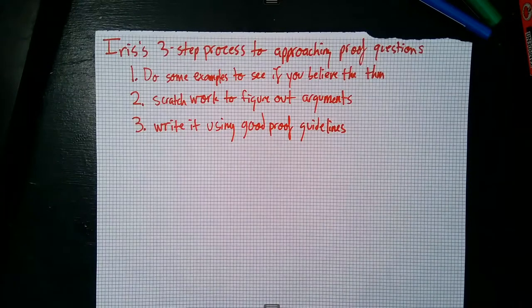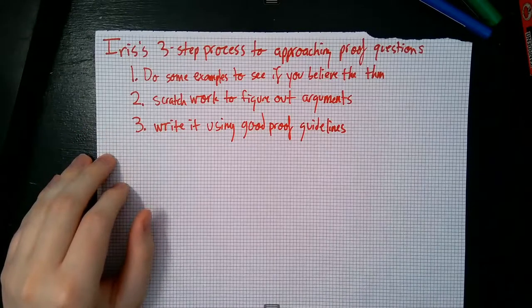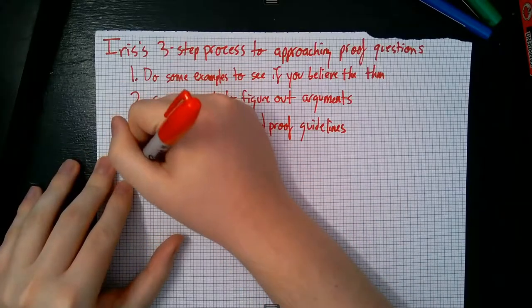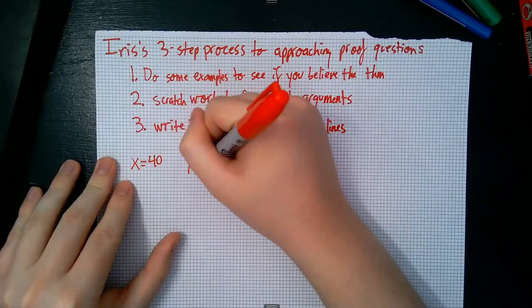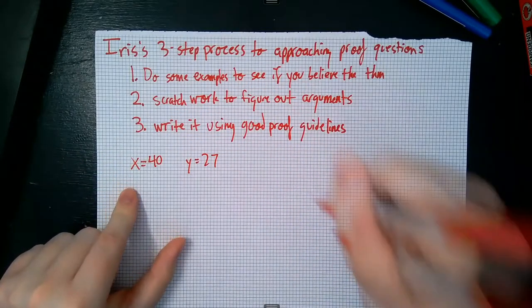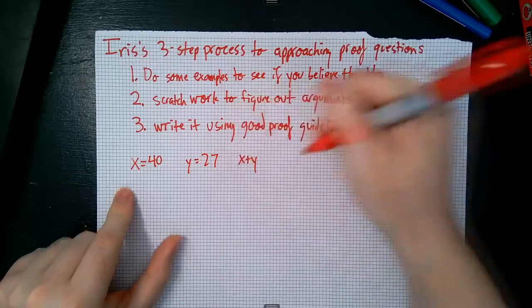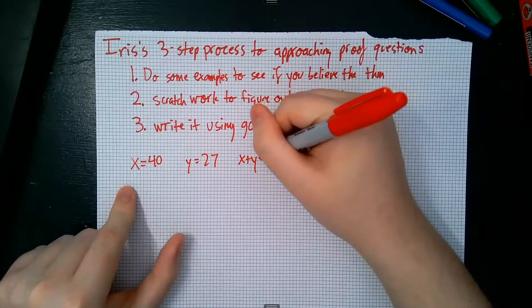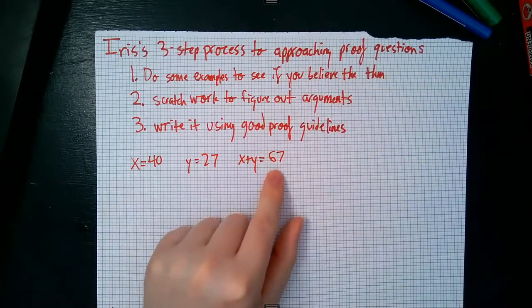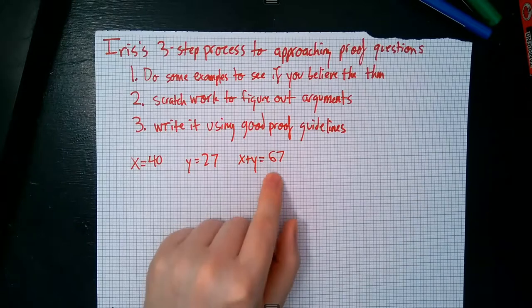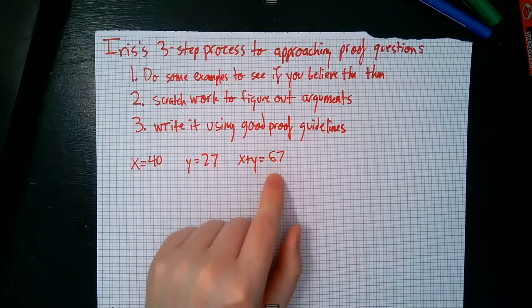Okay, so let's talk about our theorem. If x is even and y is odd, then x plus y is odd. Let's start with some random numbers for x and y. Say x is 40 and y is 27. First off, x plus y equals 40 plus 27, which is 67, which is odd. It's not divisible by 2.